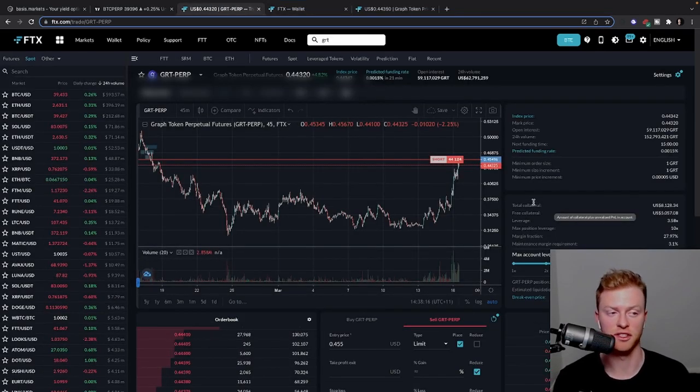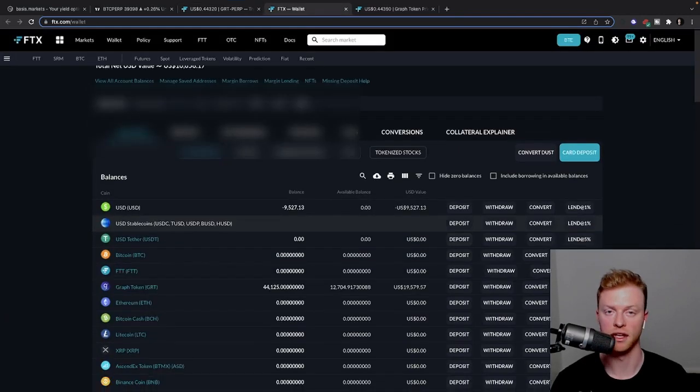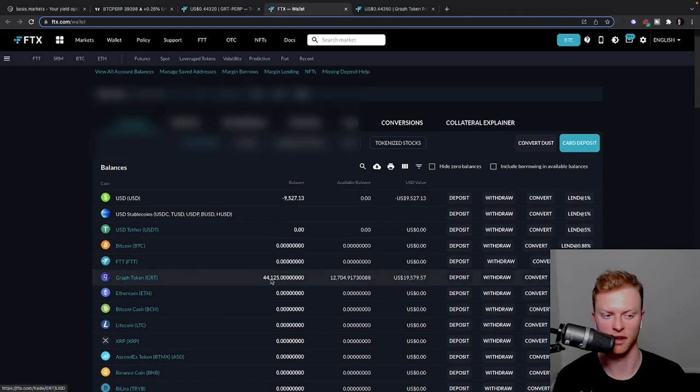Okay, so now going over to the chart, you can see the GRT perpetual contract I've shorted in the same size that I have longed the spot product. So 44,124 GRT tokens short on the perpetual contract. I'm taking advantage of the positive funding rate on this contract. And then if we check my wallet, the GRT token here, we've got 44,125. So there's one token difference, but that's not significant at all. It's about 40 cents difference. So that's where we are currently sitting.